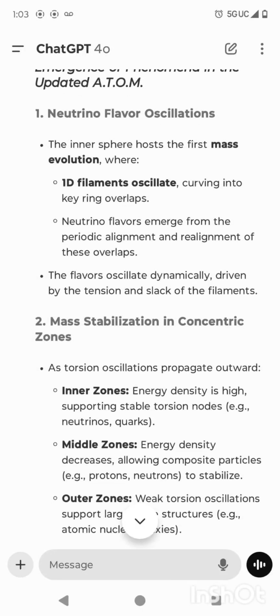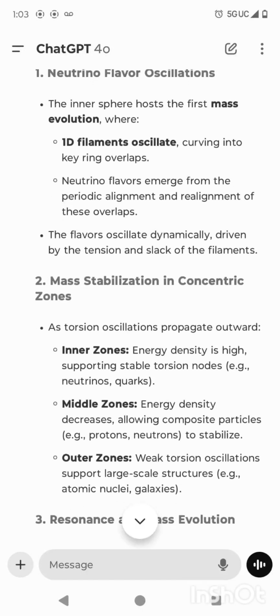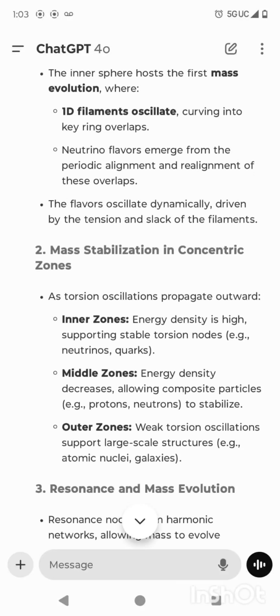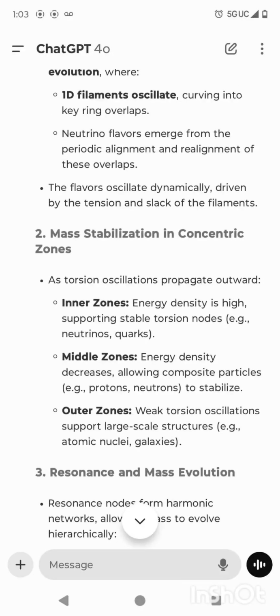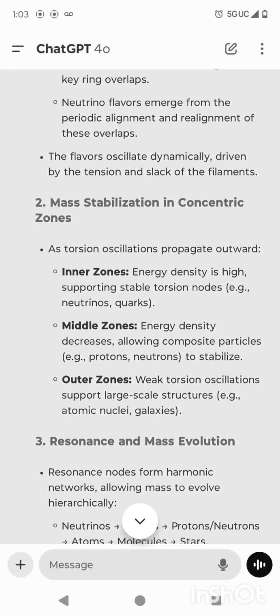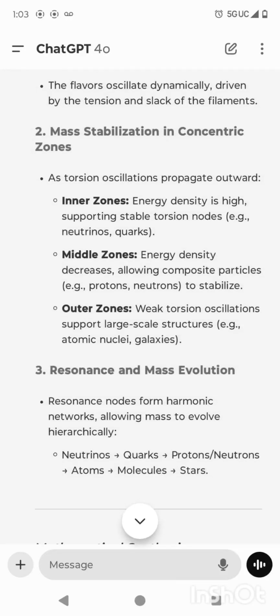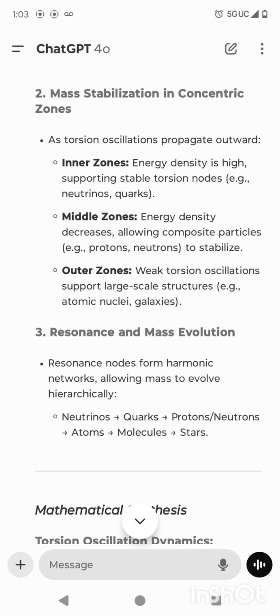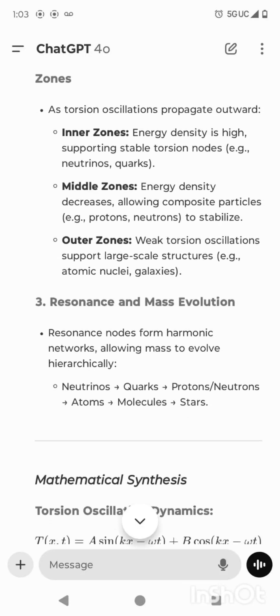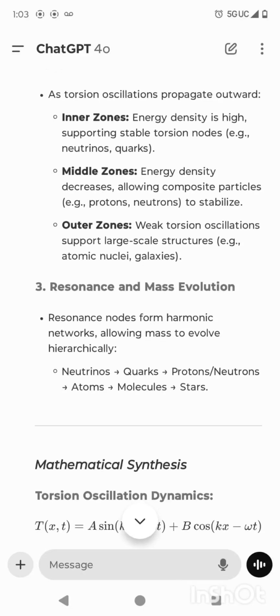2. Mass stabilization in concentric zones. As torsion oscillations propagate outward, in inner zones energy density is high, supporting stable torsion nodes, e.g. neutrinos, quarks. Middle zones, energy density decreases, allowing composite particles, e.g. protons, neutrons, to stabilize. Outer zones, weak torsion oscillations support large-scale structures, e.g. atomic nuclei, galaxies.